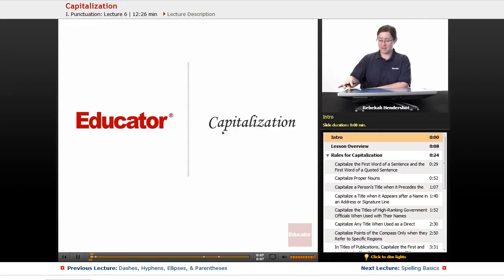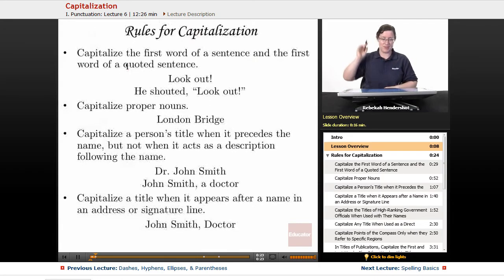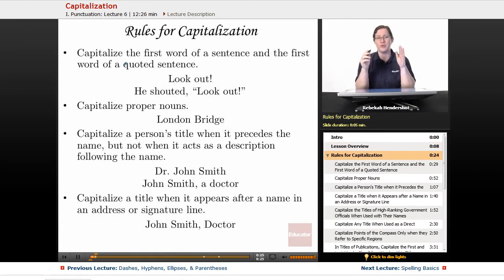Let's get started. This is going to be a really short lesson overview, but a fairly long lesson, because we're just going to go over the rules for capitalization, of which there are a lot. And then we're going to do a little bit of practice, and you'll see if you can find the places that should be capitalized in a piece of text. So here are the rules for capitalization.